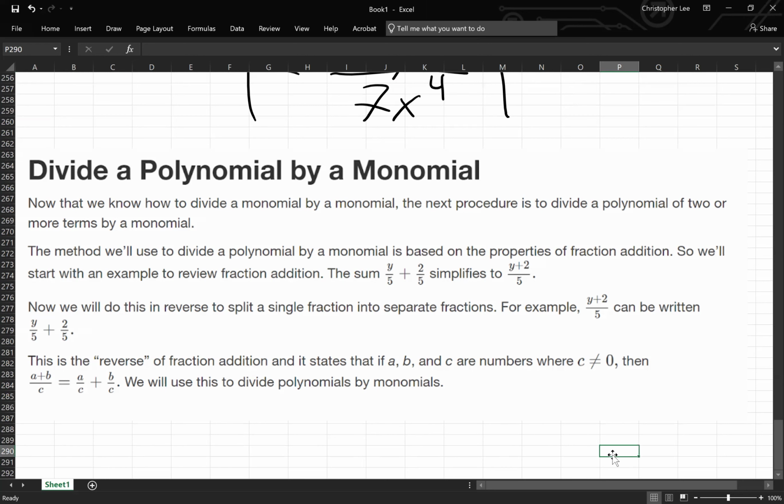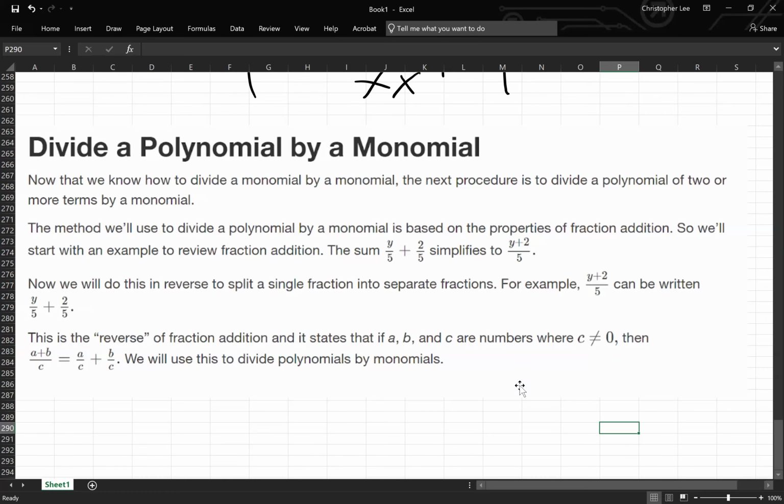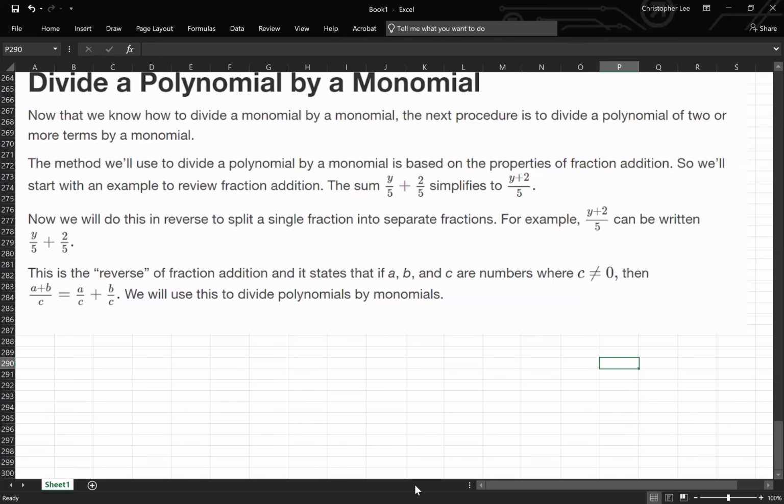The sum of y over 5 plus 2 over 5 simplifies to y plus 2 over 5, right? Now we'll do it in reverse to split a single fraction into separate fractions. So, for example, y plus 2 over 5 can be written as y over 5 plus 2 over 5, right? This is the reverse of fraction addition, and it states that if a, b, and c are numbers where c does not equal 0, then a plus b over c is equal to a over c plus b over c. We will use this to divide polynomials by monomials, all right? Really nice little trick.